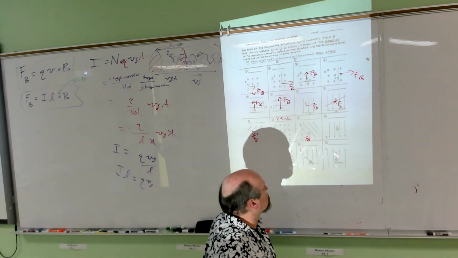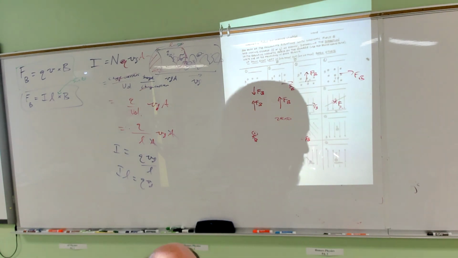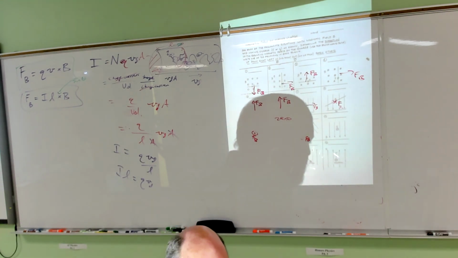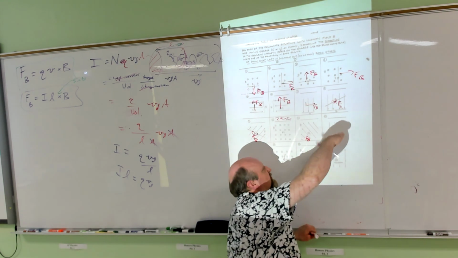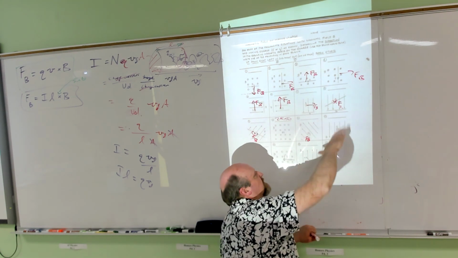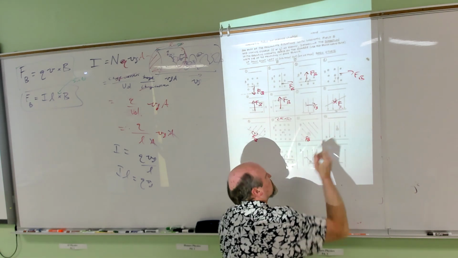What's this one, number 12? Looks like we've got a current going into the page. I see an X there, and magnetic field's going down. And so you say, okay, into the page, which way is my hand facing so the fingers will bend down? It's going to be like this. I, B, force to the left.